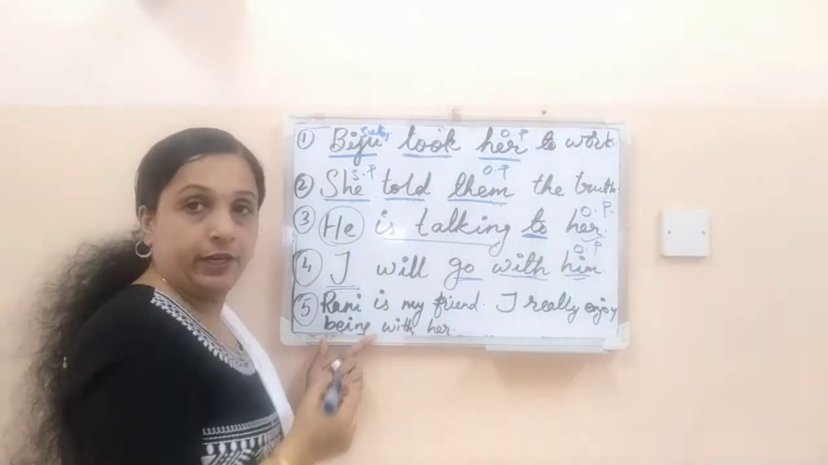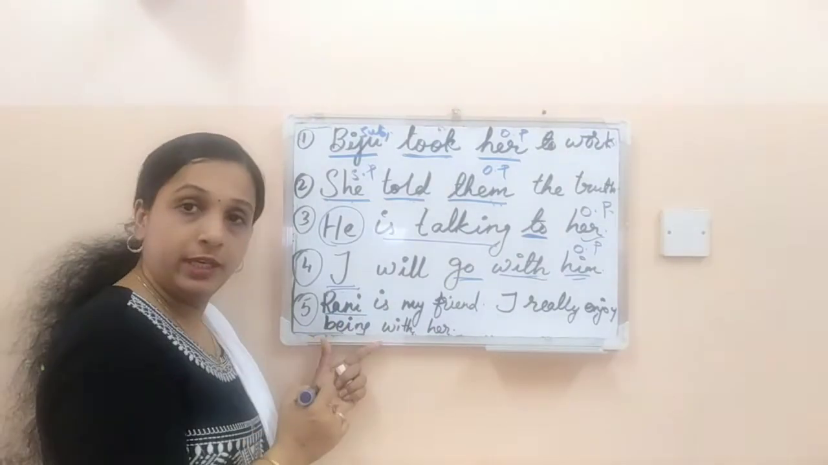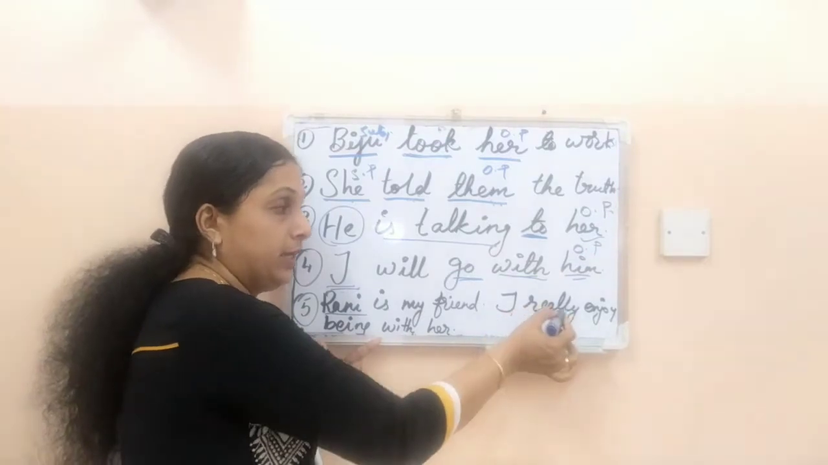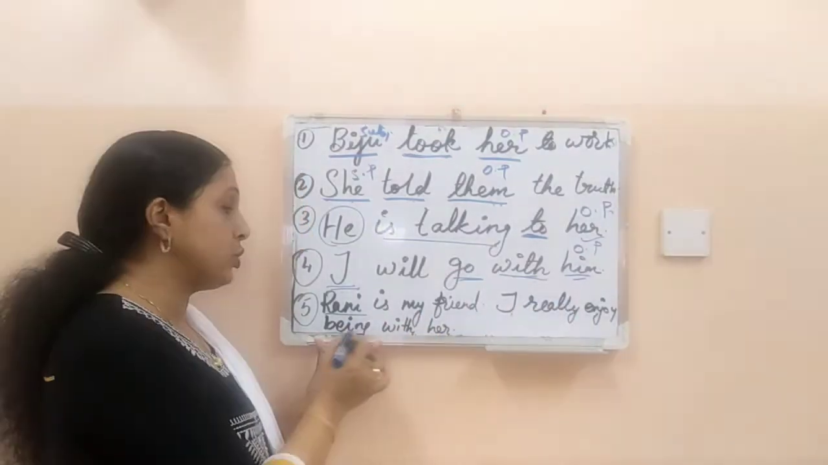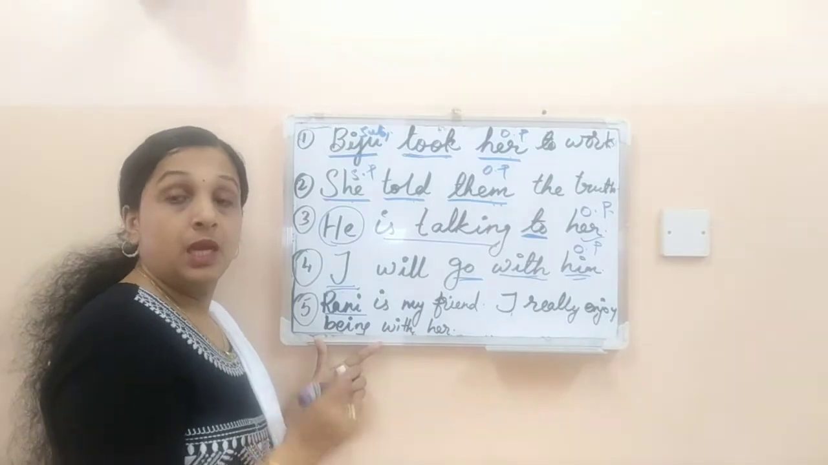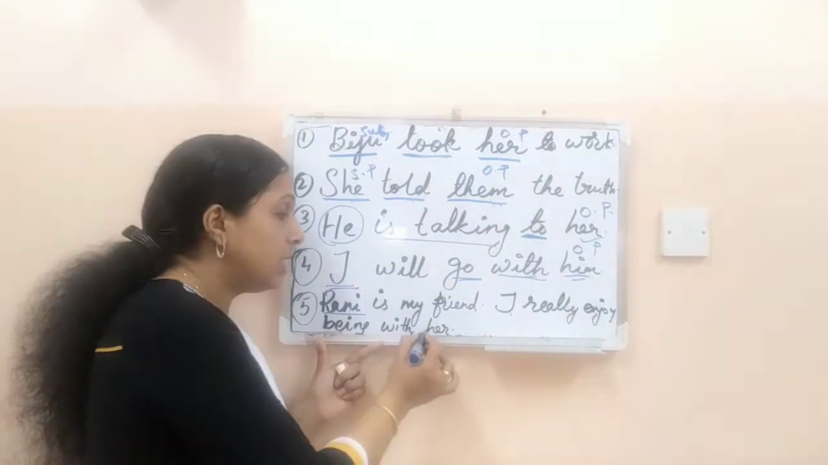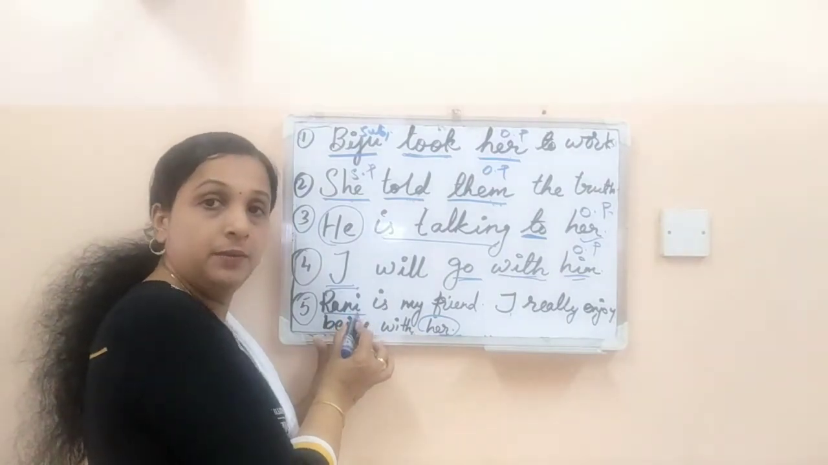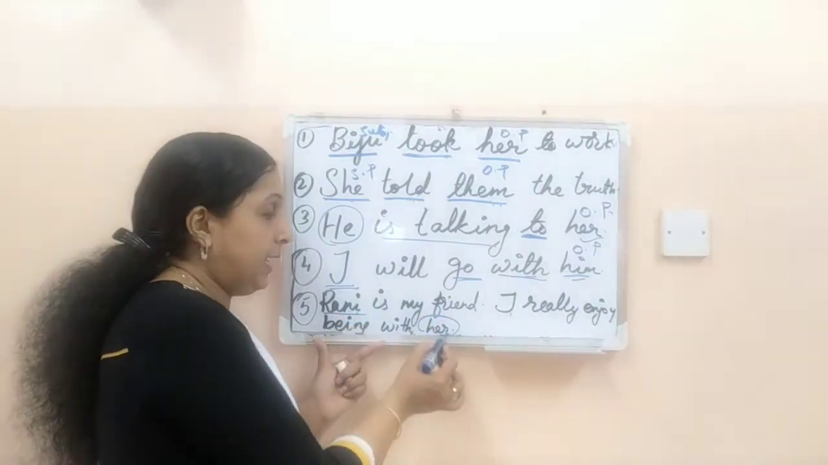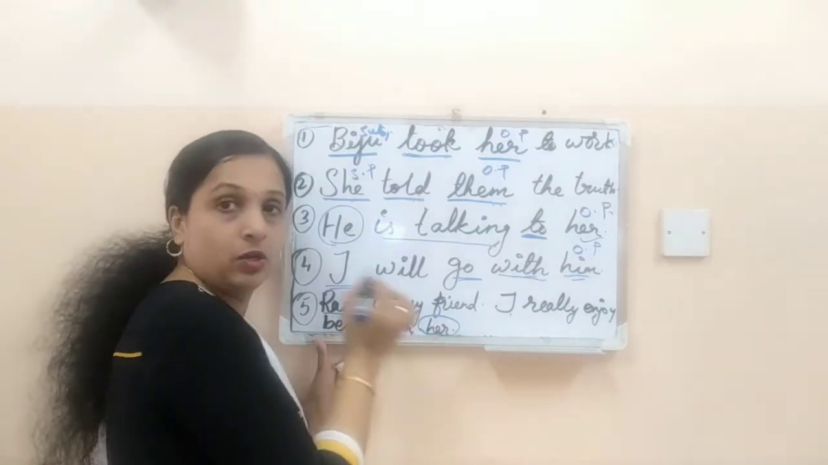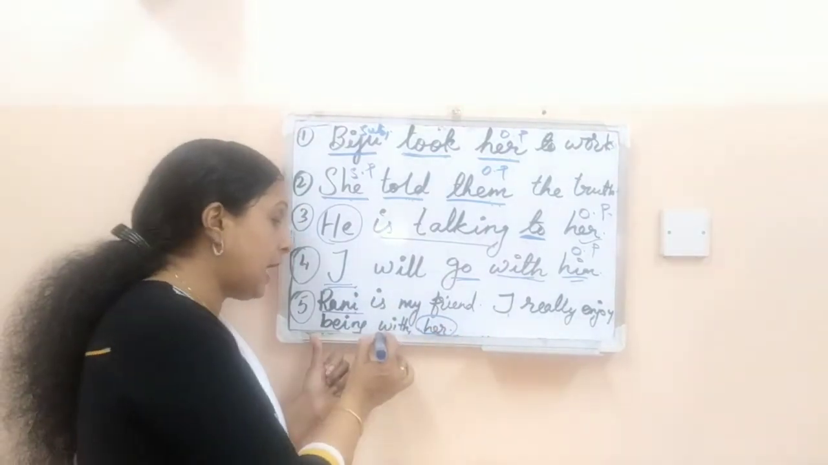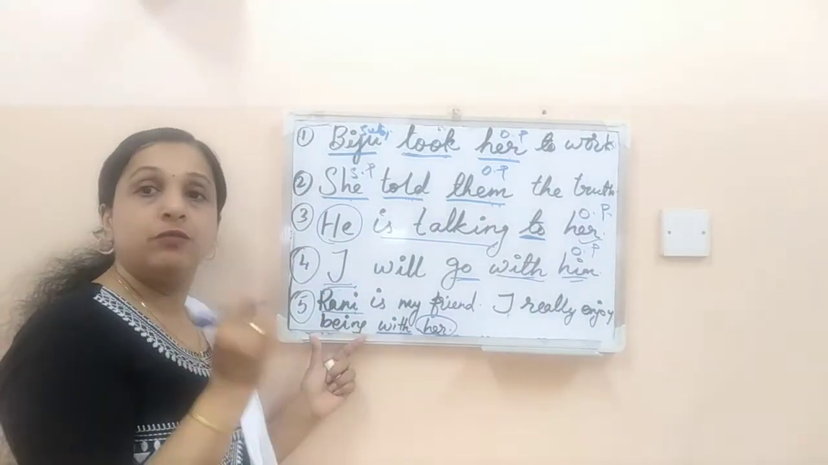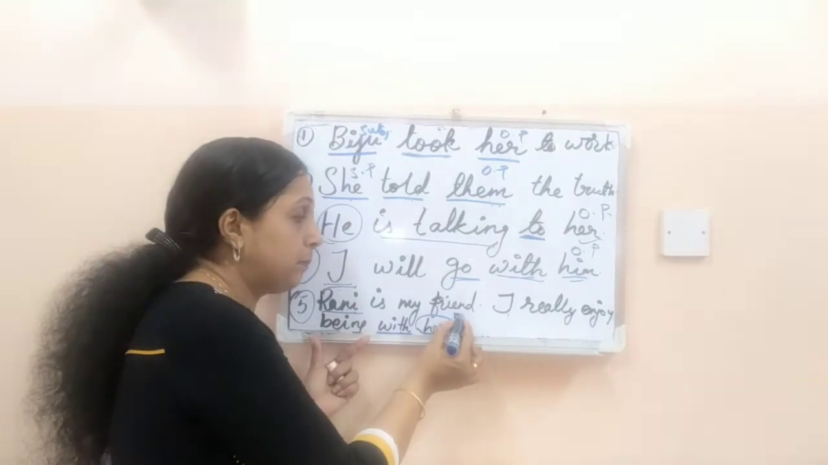Rani is my friend. Rani is a noun here. I really enjoy being with her. Being with whom? Being with her. So here the subject is Rani and the object is her. Object pronoun is her. And after a preposition we use an object pronoun.